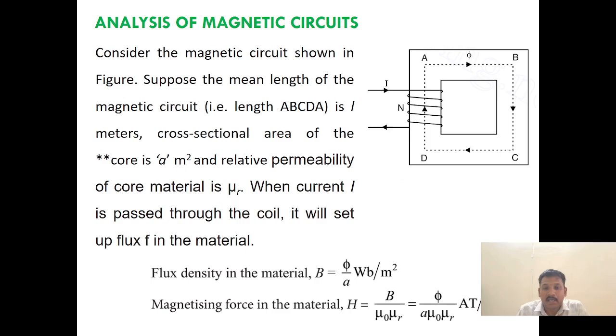Here we need to know some analysis of these magnetic circuits. The flux density in the material, B, is the ratio of flux to area. This is called flux density. That flux density decides the force and the EMF generated in DC generators.